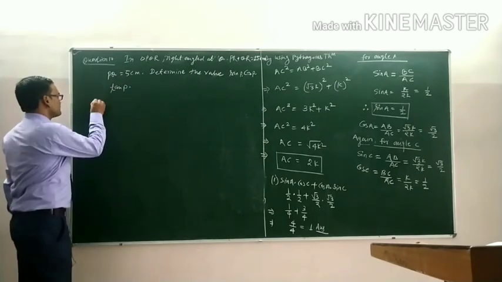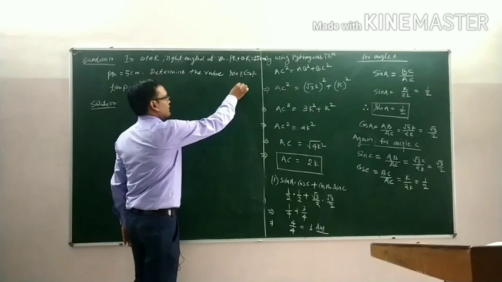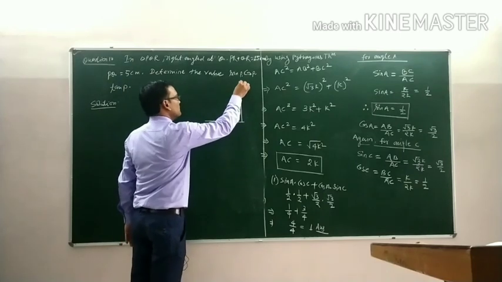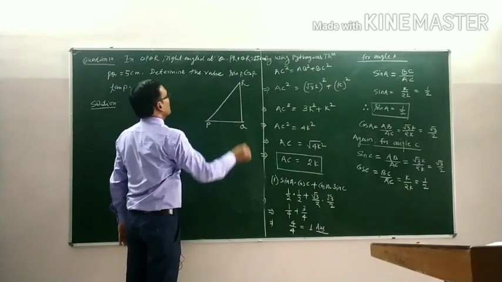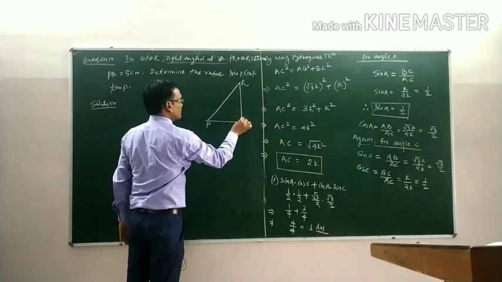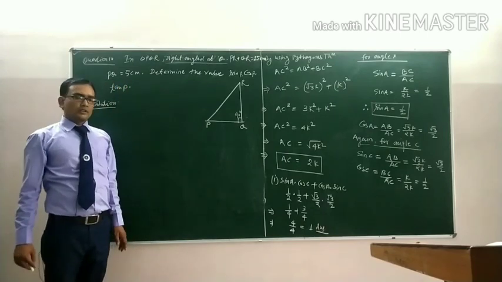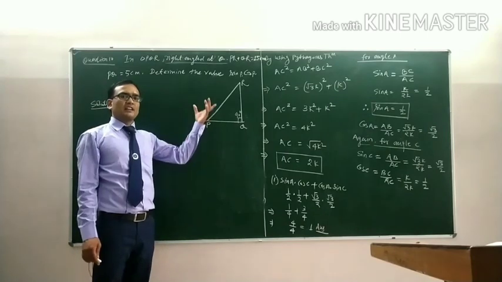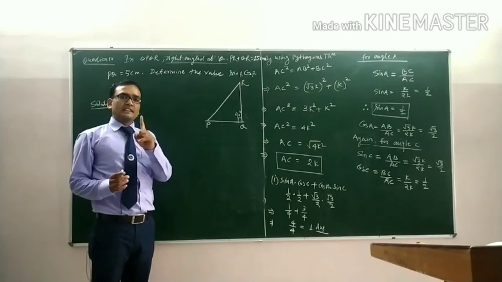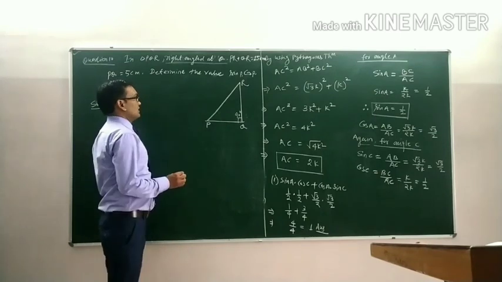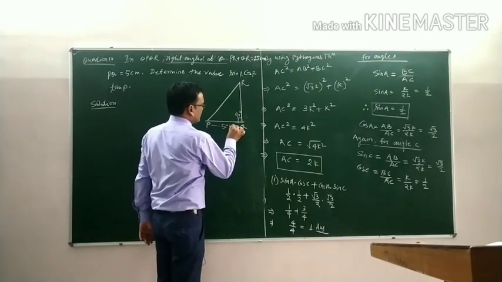Okay students, solution. Draw a figure PQR. Here right angle at Q. If you draw the figure with the right angle at P, then your figure is wrong. Right angle at Q, and PQ is 5 centimeters.